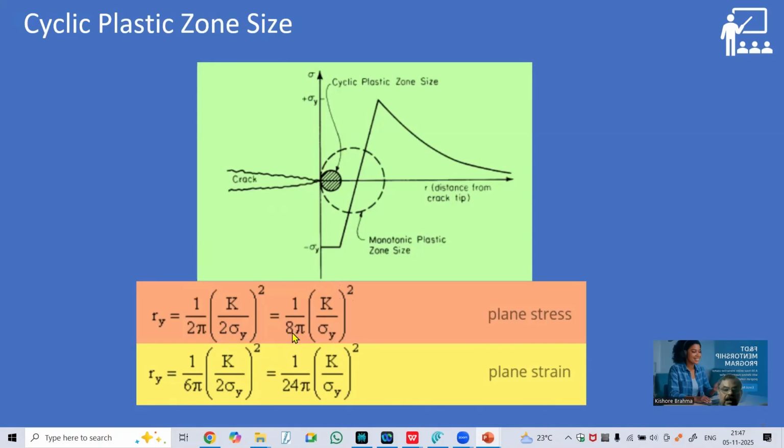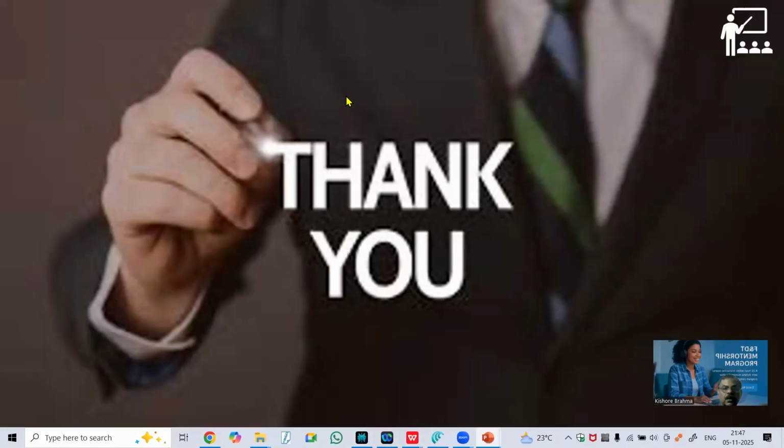That's why we get 1 by 8 pi. Again, the relationship between plane stress and plane strain is that the plane strain value will be 1/3 of the plane stress value. So the cyclic plastic zone size will also become 1/3 of the cyclic plastic zone that occurs in plane stress. So thank you.